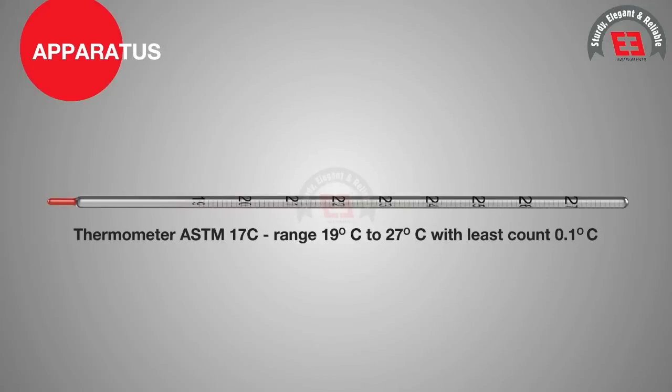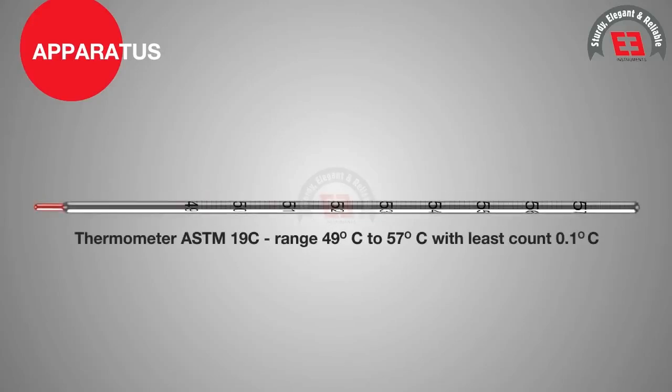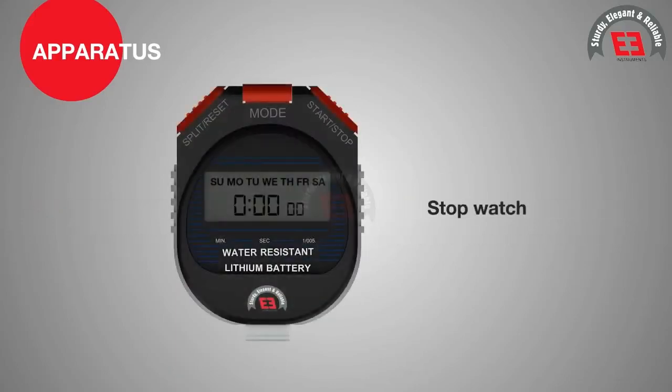Thermometer ASTM 18C, range 19 degrees Celsius to 27 degrees Celsius with least count of 0.1 degrees Celsius. Thermometer ASTM 19C, range 49 degrees Celsius to 57 degrees Celsius with least count of 0.1 degrees Celsius. A stopwatch to read with an accuracy of 0.1 second.